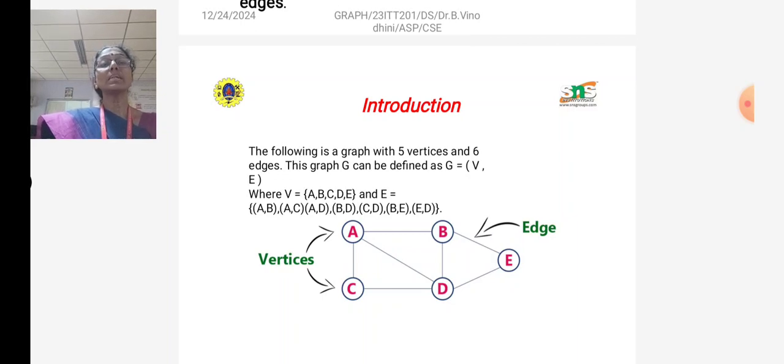So we have several types of graph. In that we have directed, undirected and weighted graphs. This graph is an undirected graph, so the edge AB is equal to BA. That is an undirected graph.